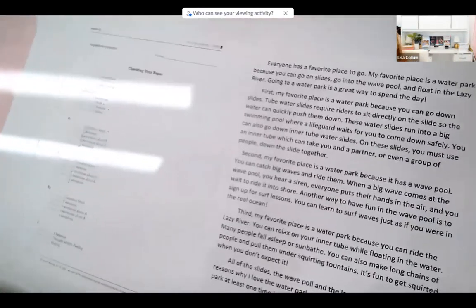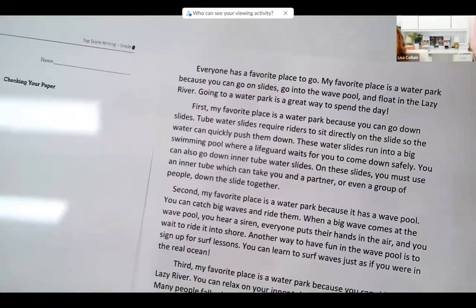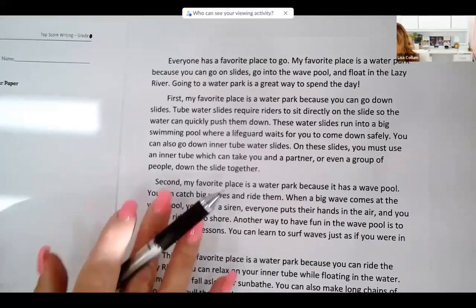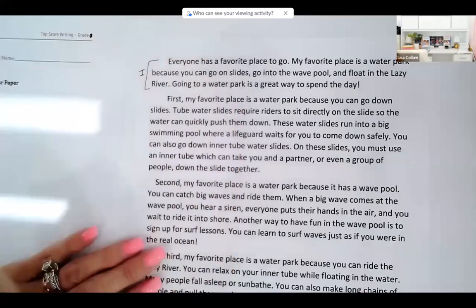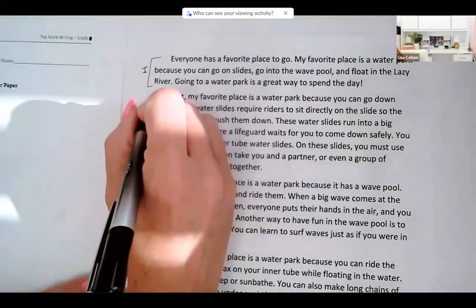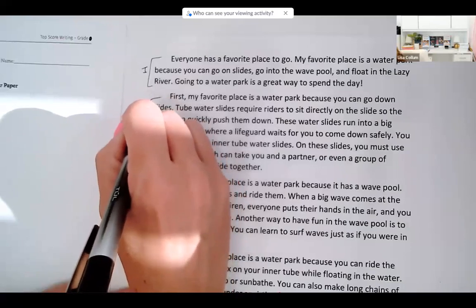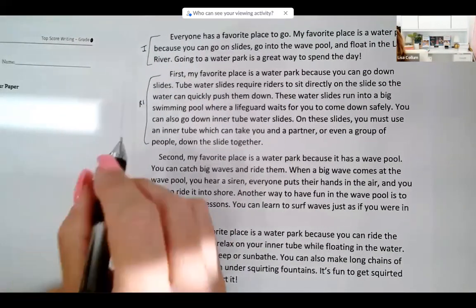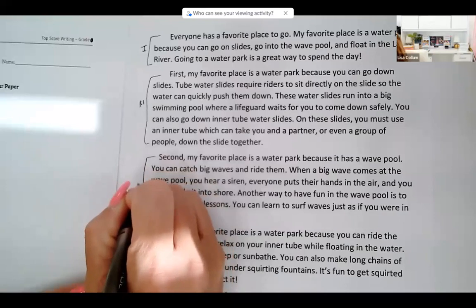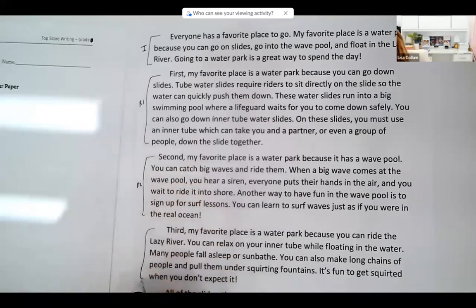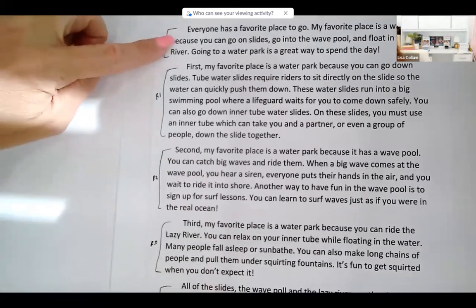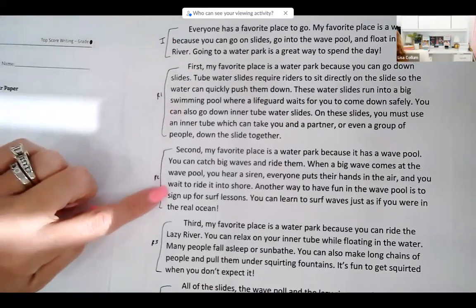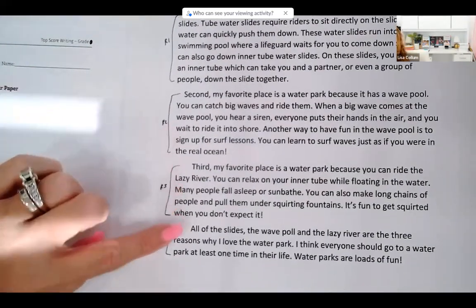Okay, so if you look up here on this essay, I'll make this nice and big for you. This is our introduction paragraph. This is our R1. This is our R2. This is our R3. And this is our conclusion. So I have my 5 paragraphs. Okay. 1, 2, 3, 4, 5.